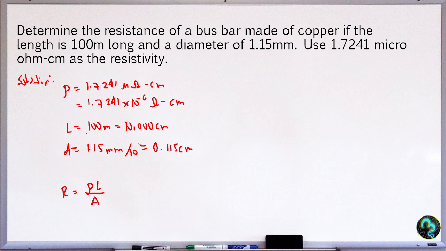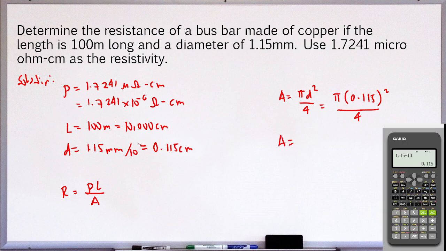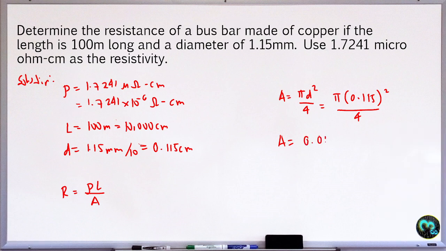So dito, meron tayong resistivity, length, wala tayong area. But alam natin that given the diameter, the area of a wire is equal to pi d squared over 4. So this is just the area of a circle. So pi times 0.115 squared divided by 4. Okay. So, gamitin natin calculator. Shift pi times 0.115 squared over 4. So, that is equal to 0.0104, this is in square centimeter.